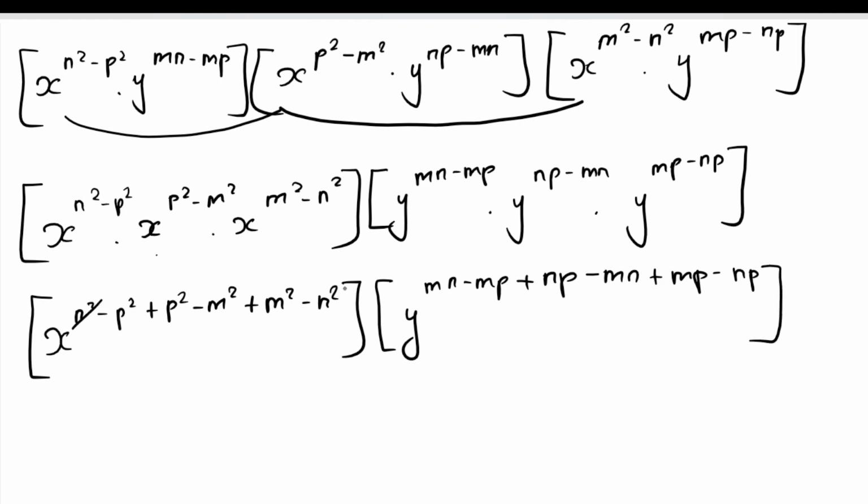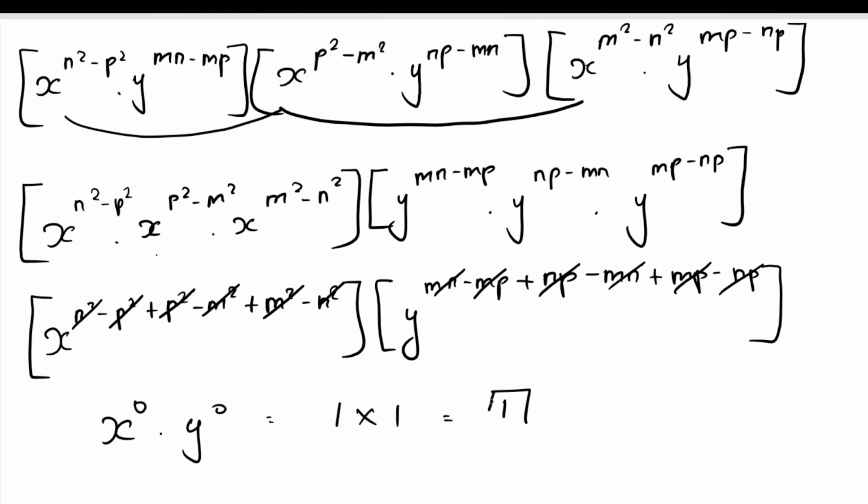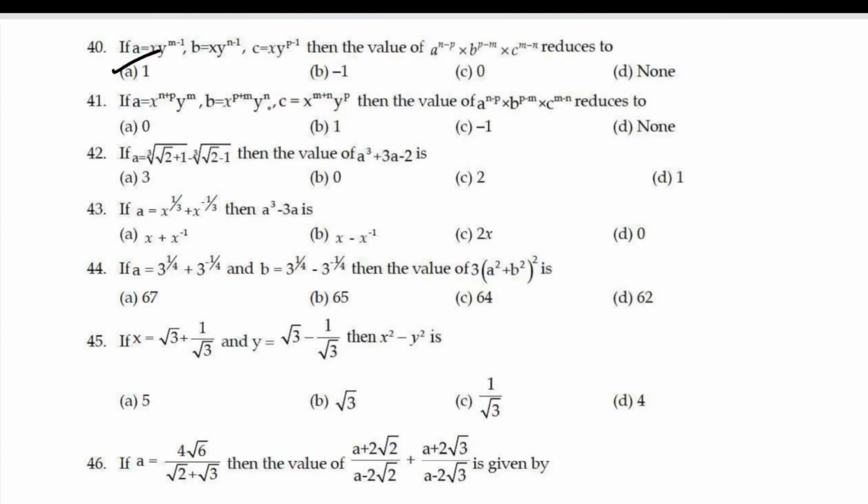So here n square and minus n square will get subtracted. Minus p square plus p square, m square and minus m square. Here mn and minus mn, minus mp plus mp, np and minus np. So everything gets subtracted in the power. So we get x to the power 0 into y to the power 0, which is equal to 1 into 1. So the answer is 1. The 41st one, the correct option is B, 1.